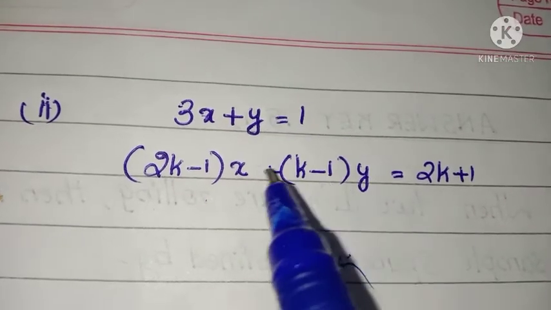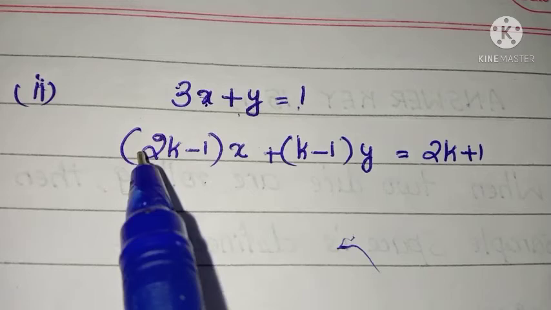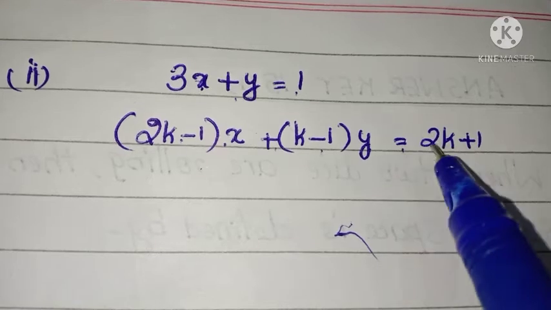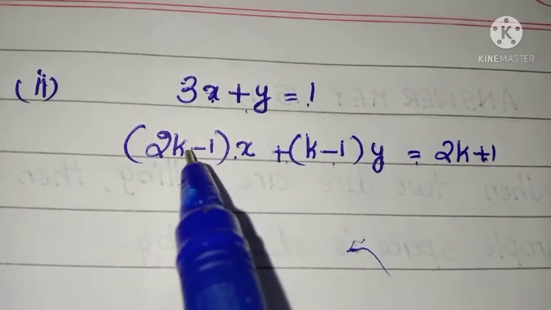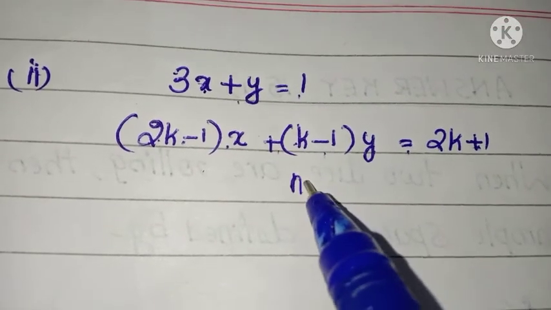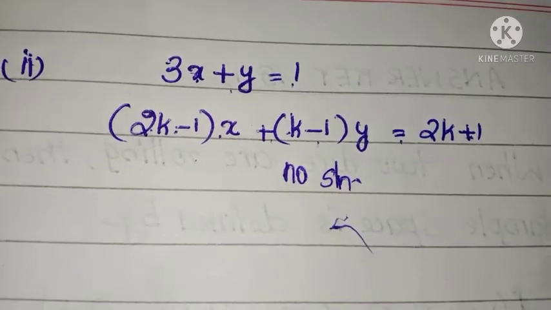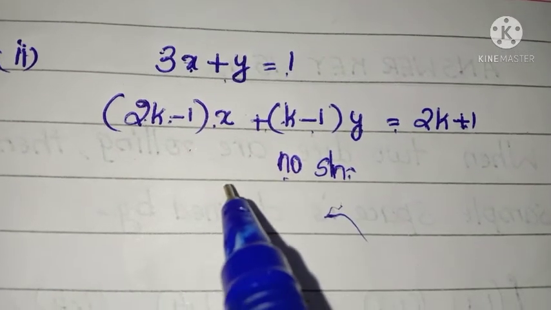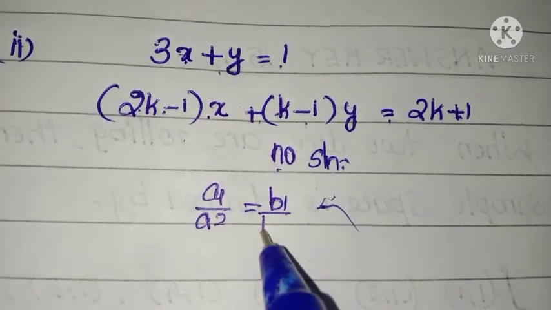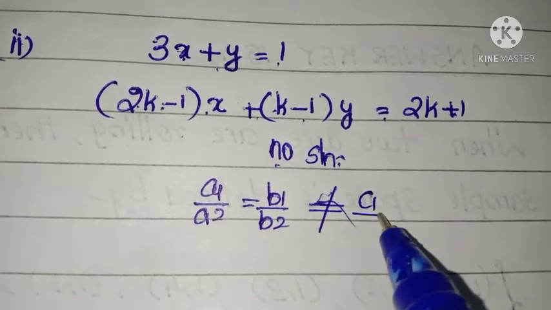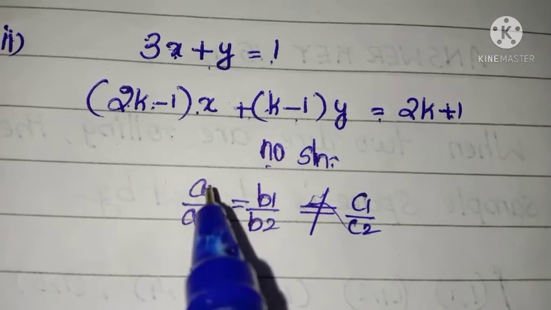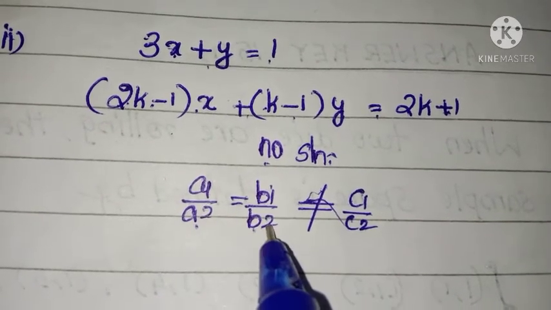See the given pair of equations: 3x + y = 1 and (2k - 1)x + (k - 1)y = 2k + 1. The question is, for which value of k does this pair of linear equations have no solution? Okay, no solution. So no solution means, listen, the ratios a1 by a2 equal to b1 by b2 not equal to c1 by c2. Let us consider the first two ratios, a1 by a2 equal to b1 by b2.